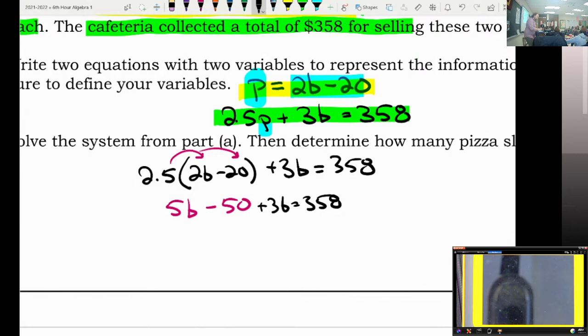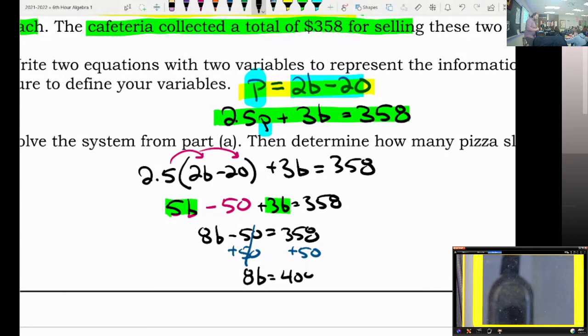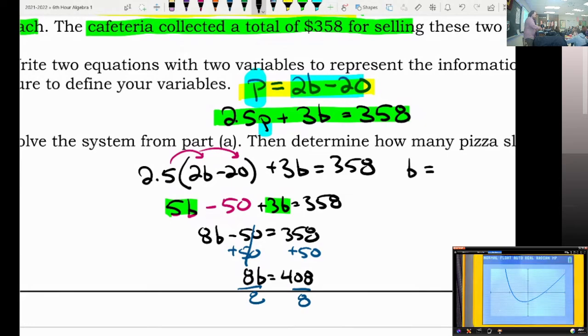From here, it's pretty straightforward. 5b plus 3b is 8b minus 50 equals 358. Making sure to make my b's look sharp so they don't look like 6s. If you add the 50 to both sides, it cancels out on the left, and you get 8b equals 408. And then finally, you divide by 8 on both sides, and believe it or not, that actually is a whole number, because 400 divides by 8, and so does 8. So it's 51.